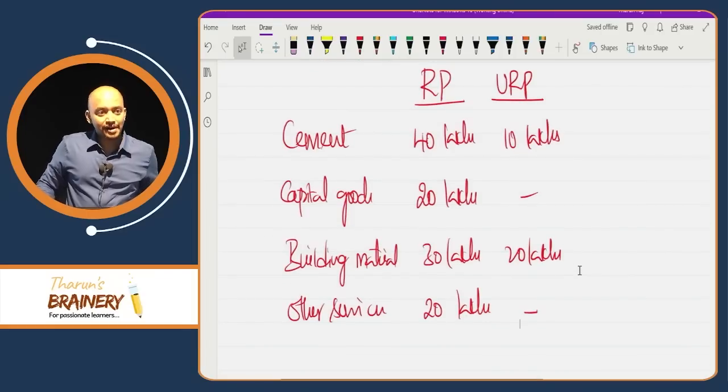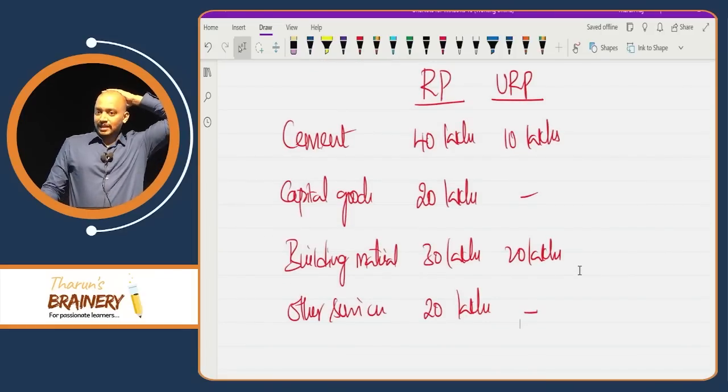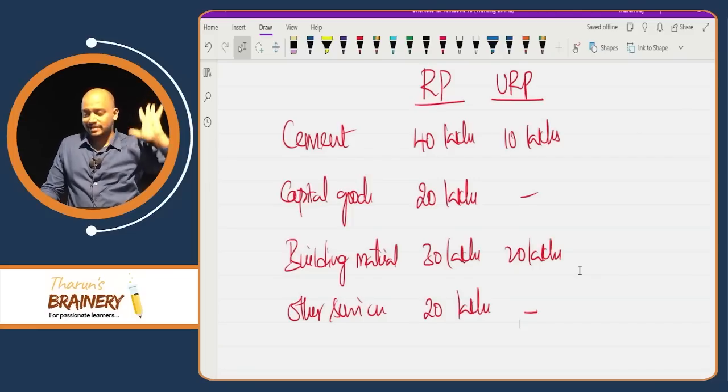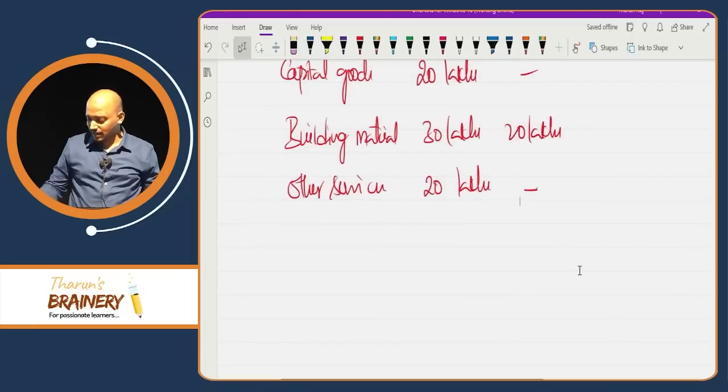Finished? Literal application of those 3 steps. If you do that, you will get the answer. 8 lakhs? 8 lakh 20. Okay. 6 lakh 40,000. Okay, let's check.